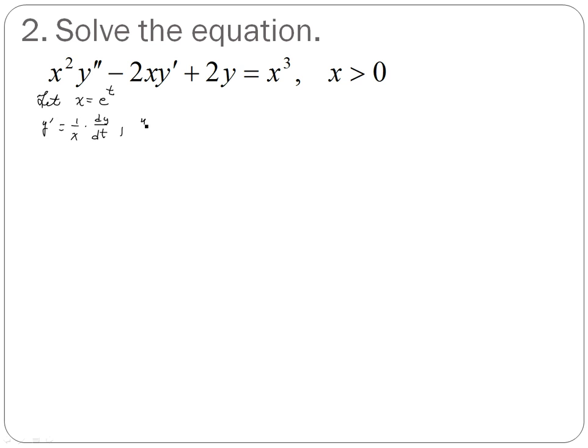and our second derivative, d squared y over dx squared, is 1 over x squared times d squared y over dt squared minus dy dt.